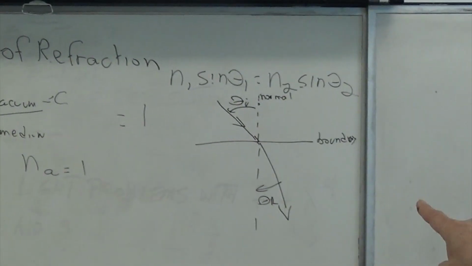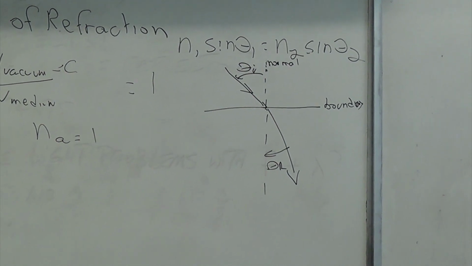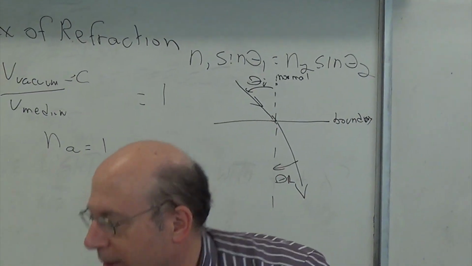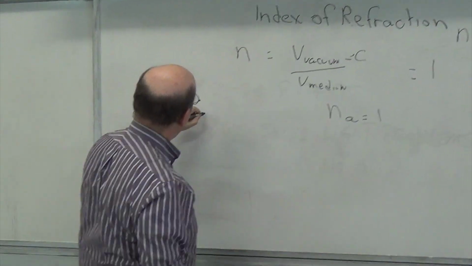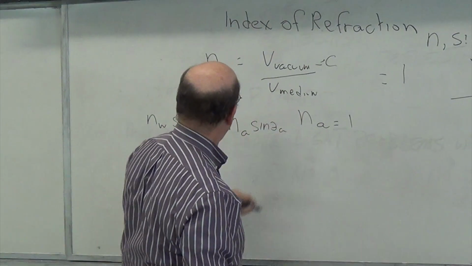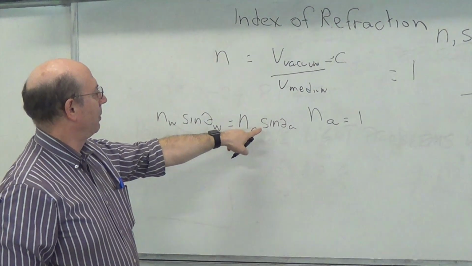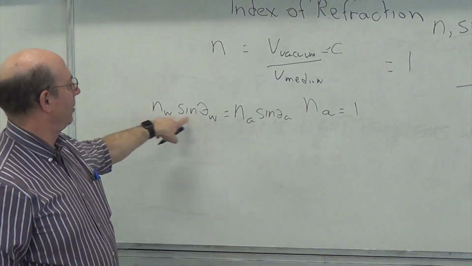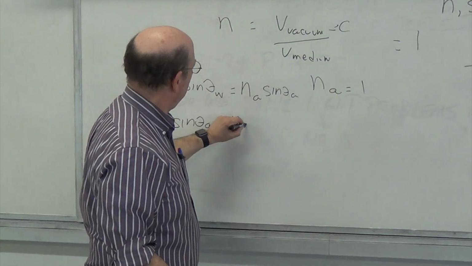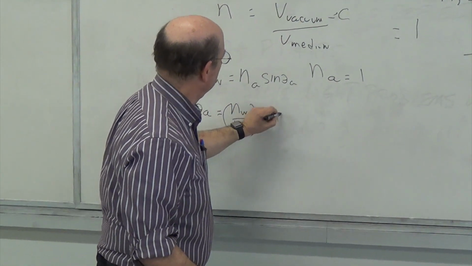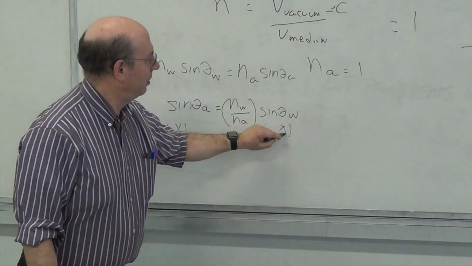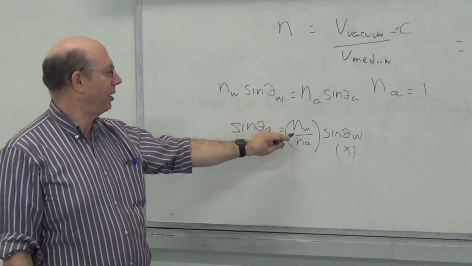Now, if you go back to the formula, it says n1 sine theta 1 is equal to n2 sine theta 2. If we change those to air and water, we get n water times the sine of the angle in water should be equal to the index of refraction of air times the sine in air. So if I rearrange this so that I want to find this number, I'll make sine theta in air equal to n_w over n_a times the sine in water. So if this is my y variable, and this is my x variable, I should get a best fit line, and this should be equal to the slope.